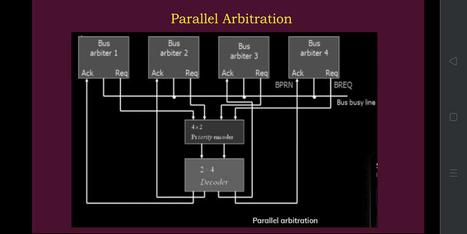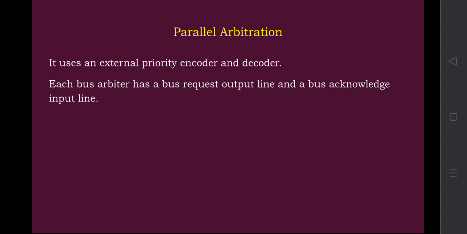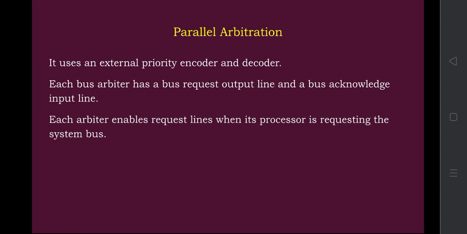That means here at any time any arbiter can get the control. It is not that the control has to pass from 1 to 2 to 3 and 4 and so on, like in serial arbitration. Here it is based purely upon the decoding technology. Let us see the advantage and the explanation for this. It uses an external priority encoder and decoder, as just seen in the block diagram, and each bus arbiter has a bus request output line as well as a bus acknowledgement input line. The request goes out, so it is the output line, and the acknowledgement is received, so it is the input line. So every priority has an acknowledgement and request line.